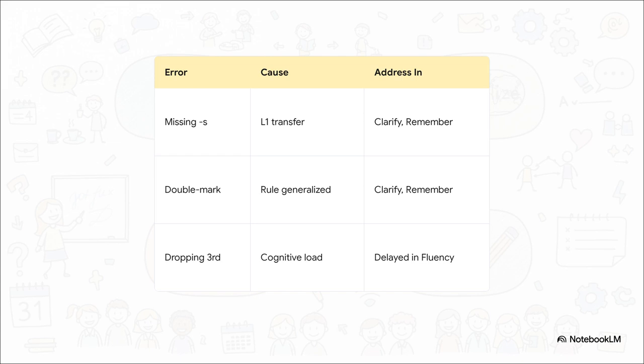If they're double marking, saying "she doesn't likes," they're overgeneralizing the rule. Hit that hard during the board work in the clarify stage. And if they're just avoiding the third person entirely in spontaneous speech, honestly, that is just cognitive overload. It is completely normal at this stage, so just quietly note it and bring it up anonymously during your final wrap-up at the end of class.